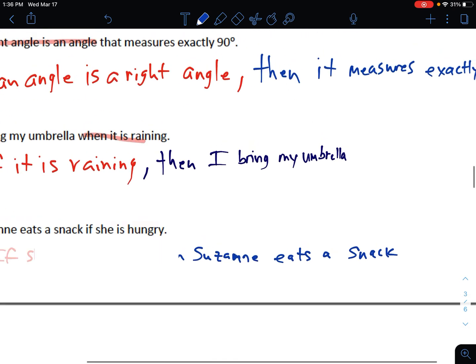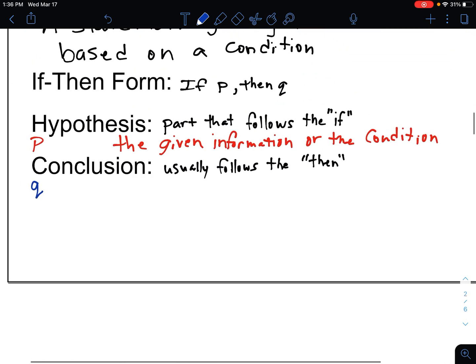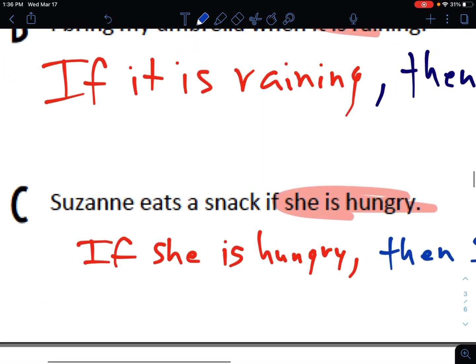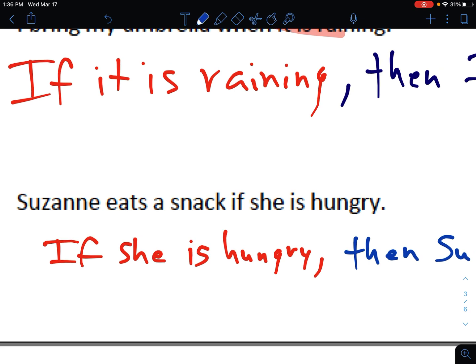All right, so here's the deal. Way back when, I said the conclusion usually follows the then, but this is a type of sentence, letter C, where that's not the case, because there is no word then. We have if at the end or middle of the statement. That's not always the conclusion piece. So if she is hungry, then Suzanne eats a snack. If you're looking for the hypothesis, it's always following the if when we write those if-then statements, okay?